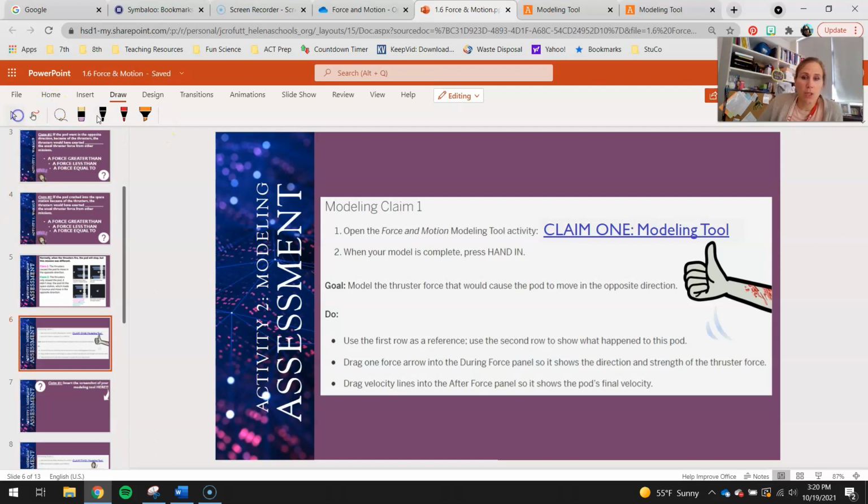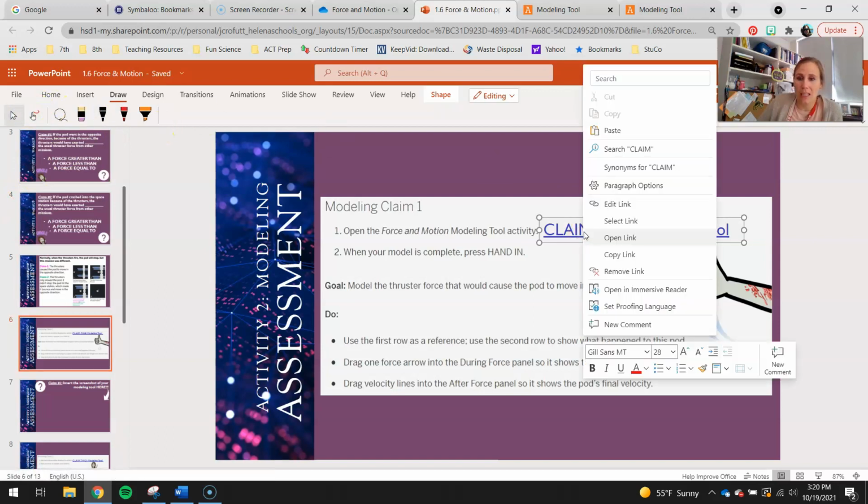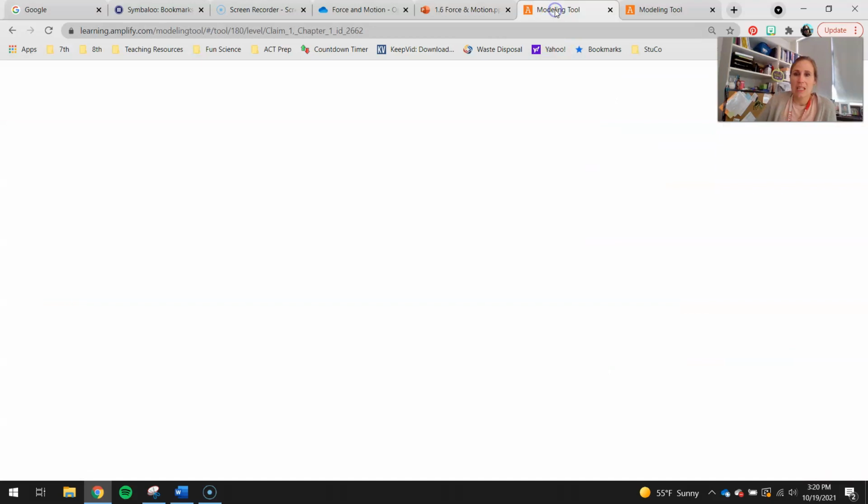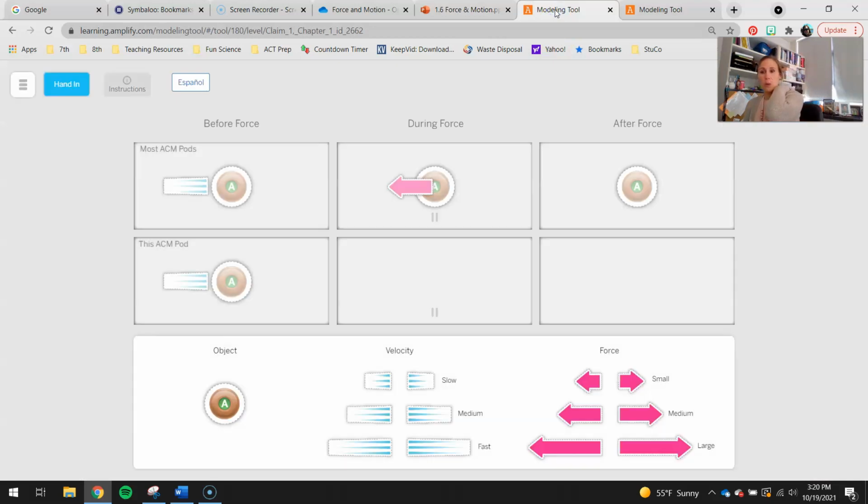Okay, so for this one, you guys will need to first right-click and open the modeling tool. It looks a little bit something like this, and I just want to explain some key points to this before I let you guys go ahead and do this modeling.